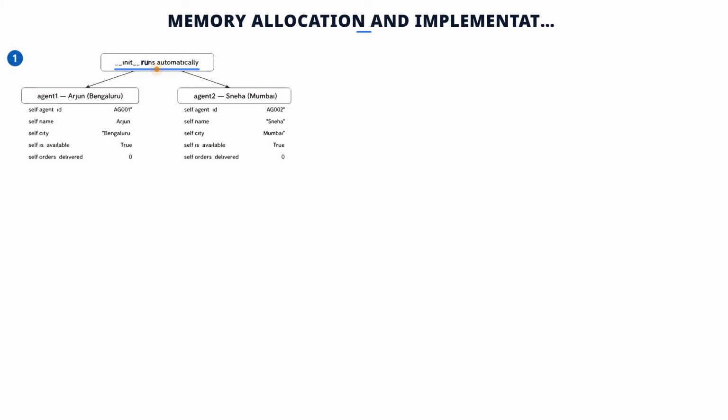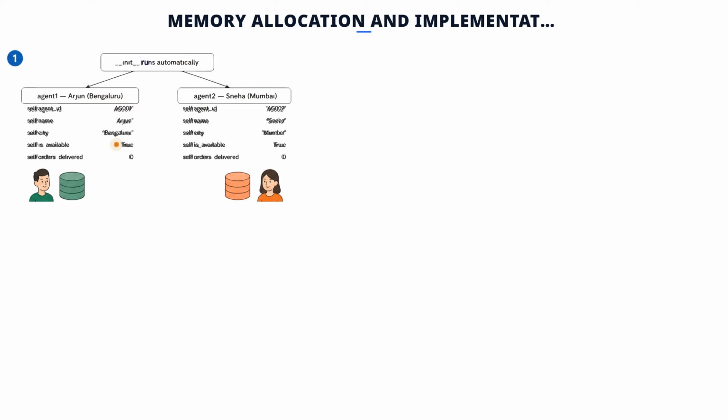The way Python handles memory involves creating separate storage spaces for each object you create. Looking at the first section here, notice how the init method runs automatically to branch out into two entirely distinct entities. On the left side, we have Agent 1, identified as Arjun from Bengaluru. He has his very own set of variables, his agent ID, his name, and his city. Meanwhile, on the right side, we have Agent 2, identified as Sneha from Mumbai. Her variables are completely separate.